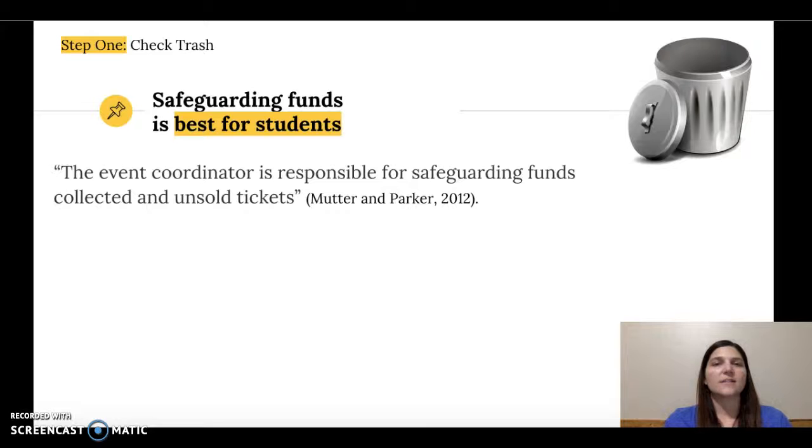Checking the trash is helping to safeguard these funds. By finding out whether or not tickets were torn, and if so, how many, this helps to safeguard funds. And as our text states, safeguarding of funds for collected and unsold tickets is the responsibility of the event coordinator. In this instance, in our case study, this would be the principal.